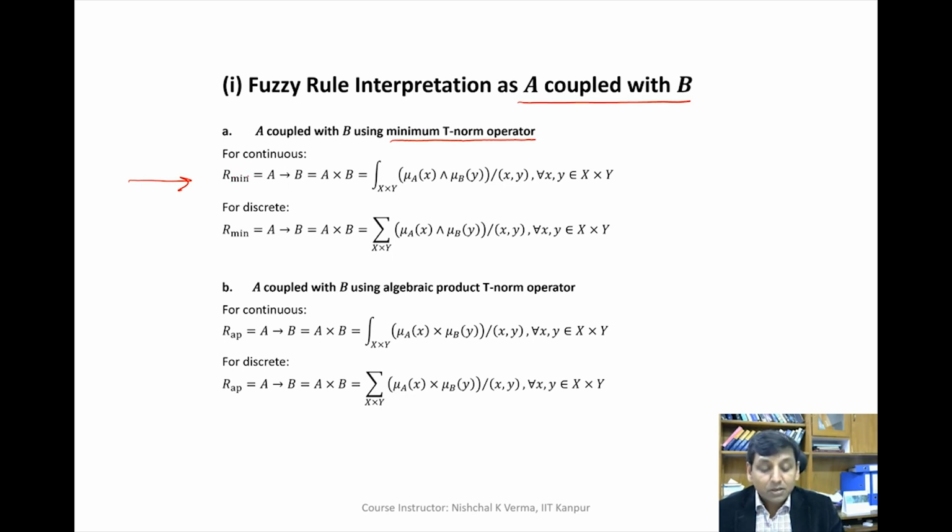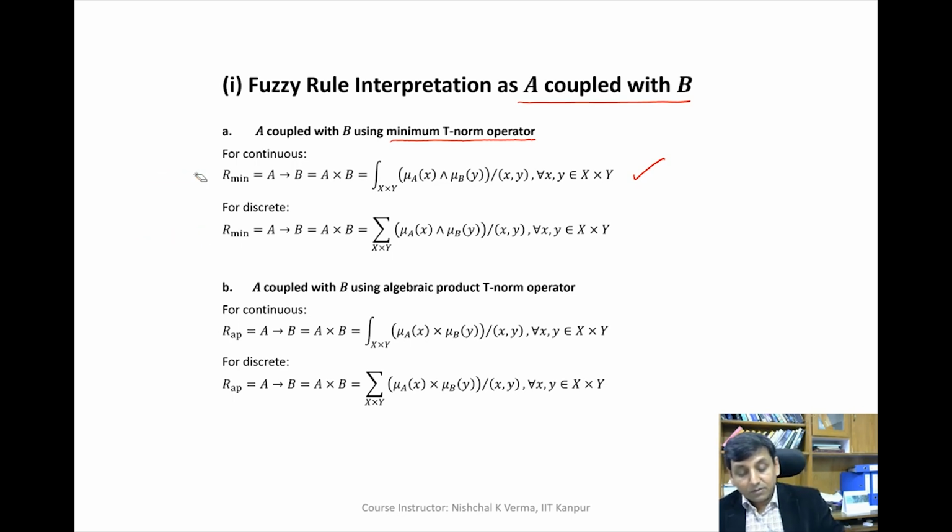So the Cartesian product of A and B. So we write the fuzzy relation set as R min, because min is denoting that the minimum T norm operator is being used for getting the fuzzy relation in between A and B. So this can be represented by this. And similarly, when A and B are discrete fuzzy sets, then this R min can be written as this.